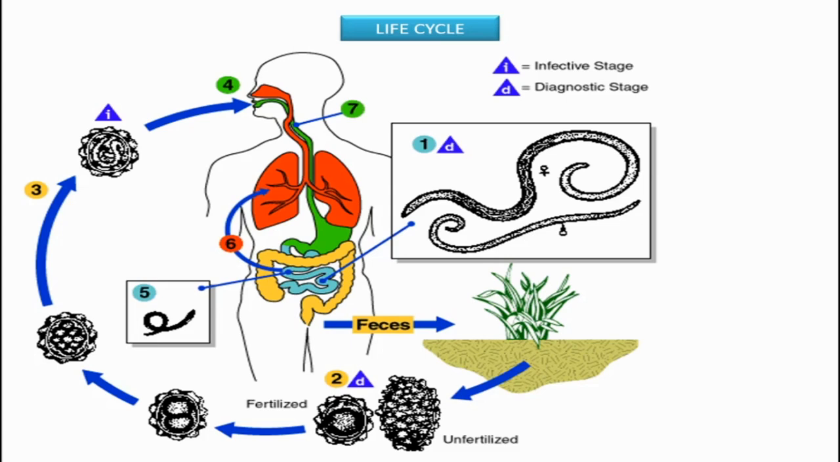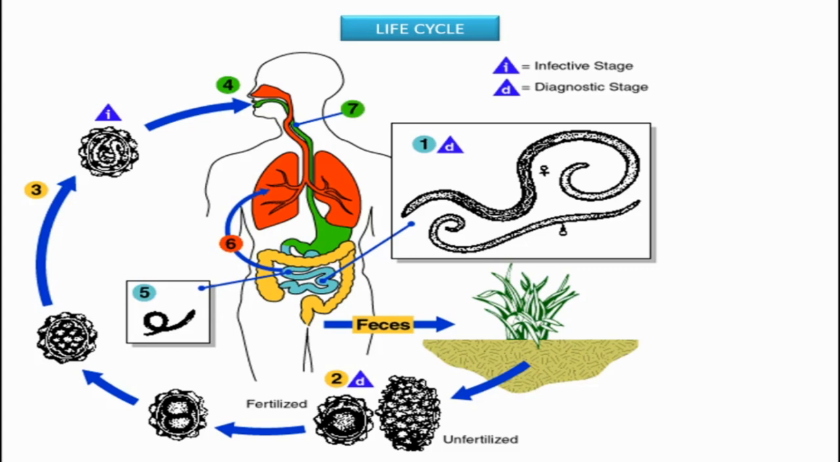In that way it reaches the soil, and in the soil the eggs remain alive for several days. During this period, the embryo develops to form a rhabditiform larva, which remains in the eggshell, the cuticle shell. Its further development takes place when the eggs are transmitted to a new host. Since there is no intermediate host here, how can the transmission to a new host occur? By direct ingestion.